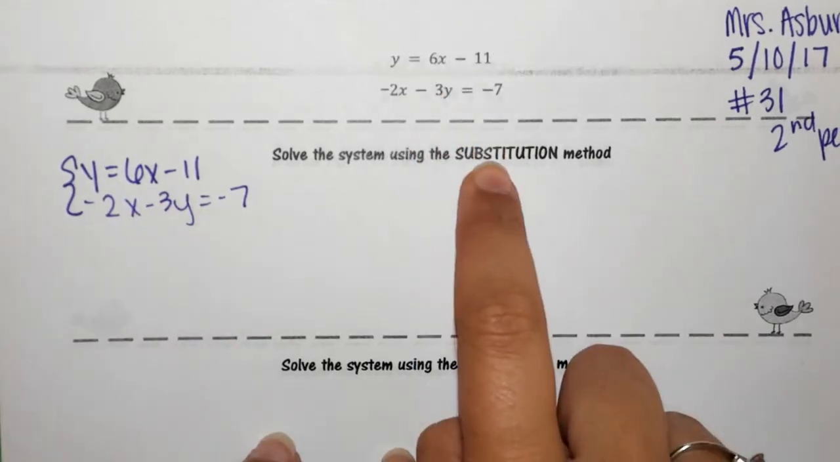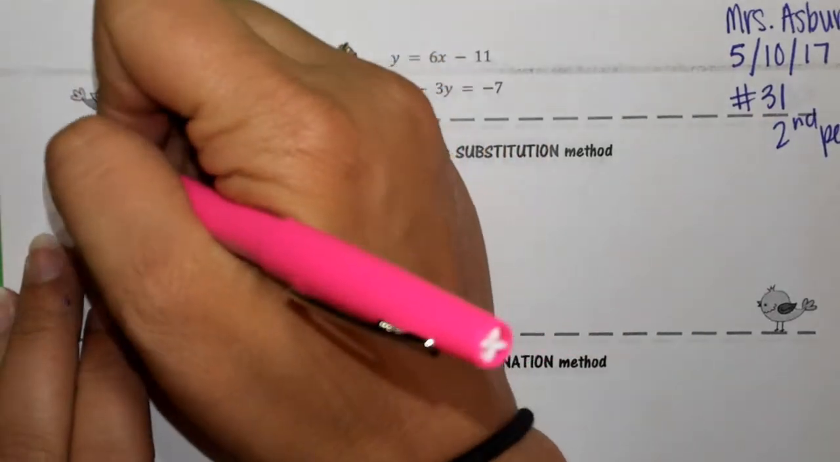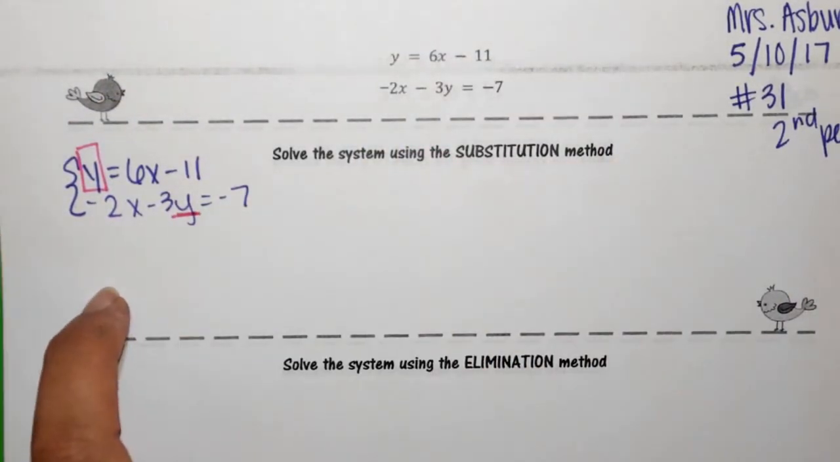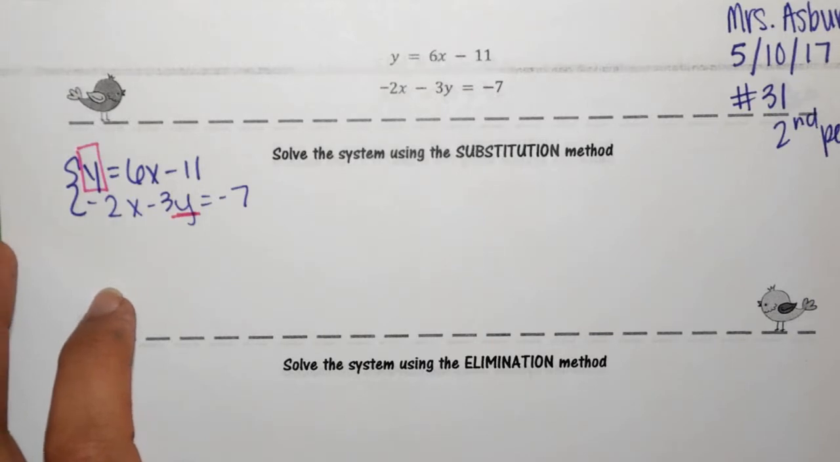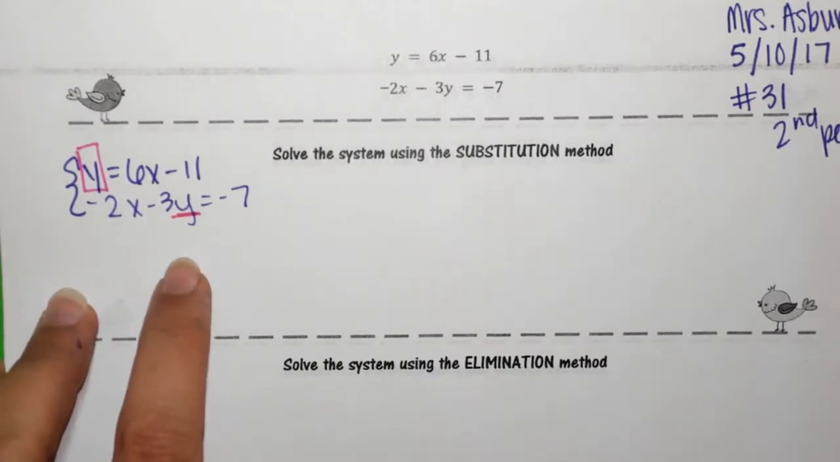Now, we use substitution when we have a variable by itself. As Bryn said, we do have a variable by itself. It's y. So everybody put a box around y and underline this y.